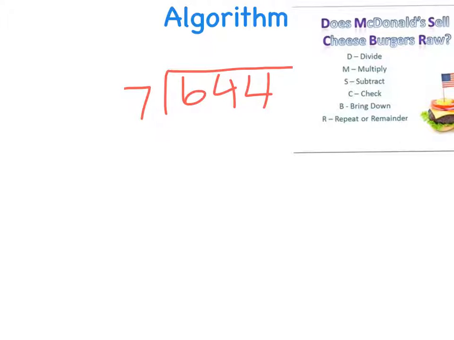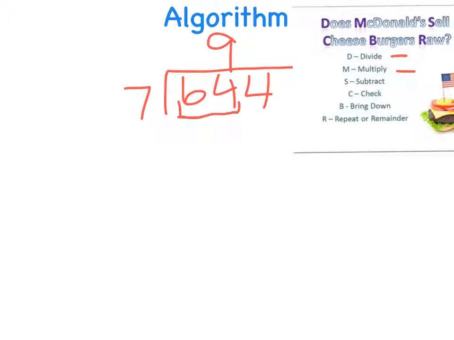So the first step in the algorithm is to start with the number you're dividing by, so 7 in this case, and see if you can divide each place value spot of your other number by 7. So for example, I can't do 6 divided by 7. So I'm going to look next door and try 64 divided by 7. So that's my first step, divide.